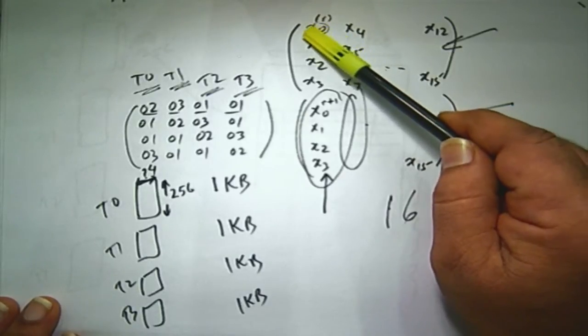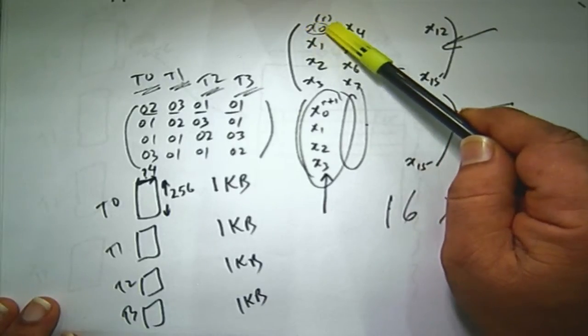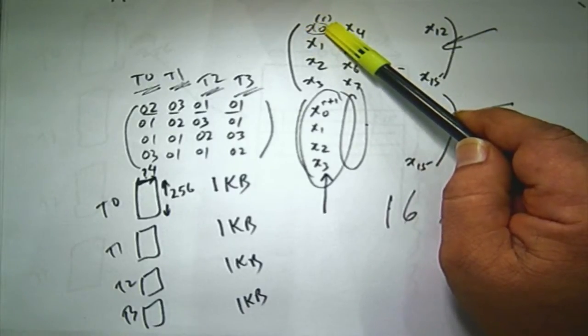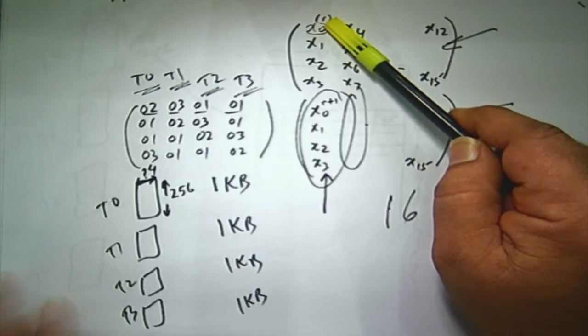Now, because this is an index into the table, and as we know, this is a byte. If it's a byte, how many values can it have? Any possible value, right? Between 0 and 255. So I should be prepared for this thing to have any value. Therefore, I should have 256 entries in the table.